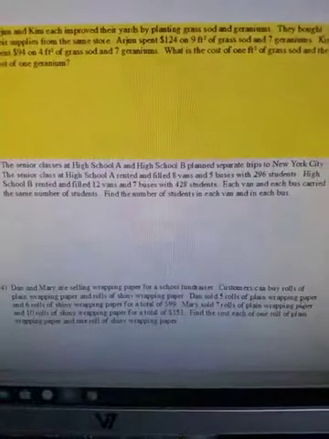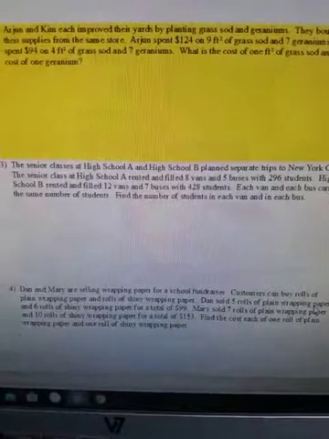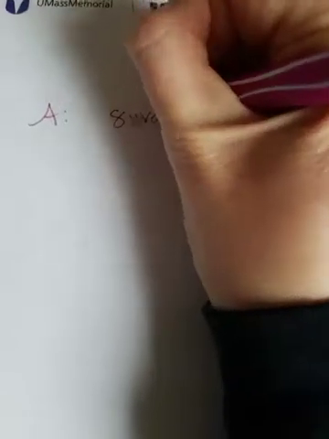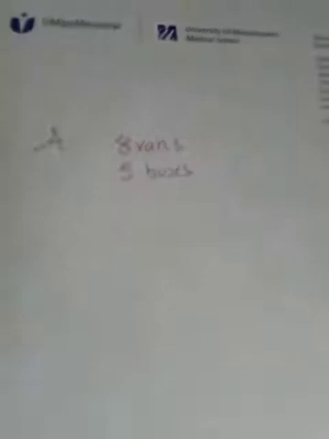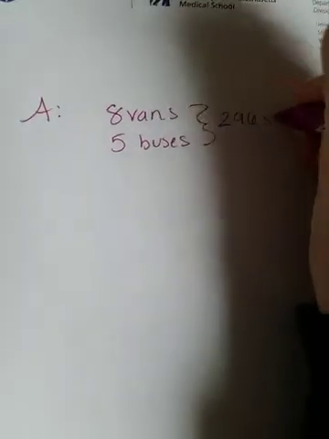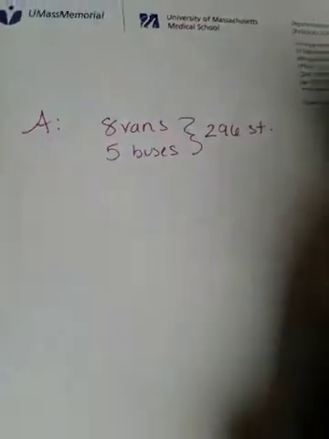I'm going to go over to my notes and write a little bit about High School A. So they had, what did they have again? 8 vans and 5 buses. So here are my notes to myself. High School A had 8 vans, 5 buses, and if I go back and read it, it said 296 students. Okay.